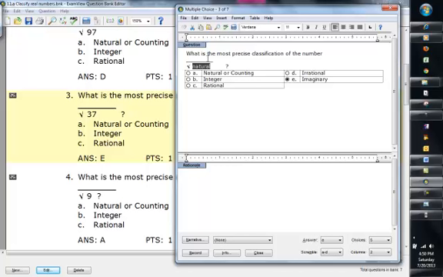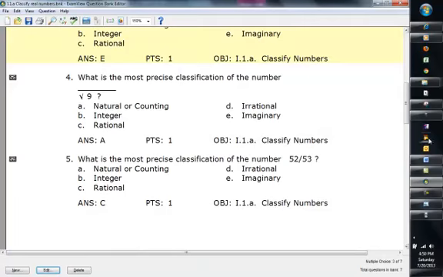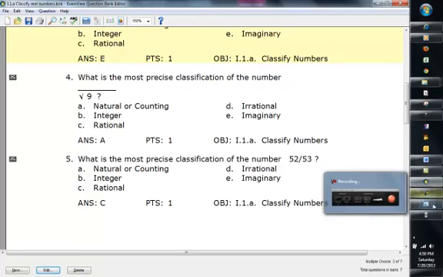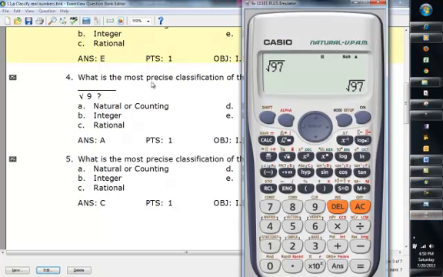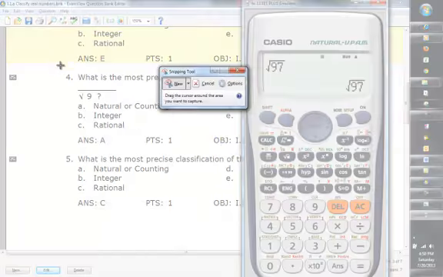I gotta make sure I put in the negative sign. There we go. All right, next one. Anytime there's a square root of a negative number, it's going to be imaginary. It doesn't matter whether you think it would come out evenly or not, it's still going to be imaginary. Let's try the next one.